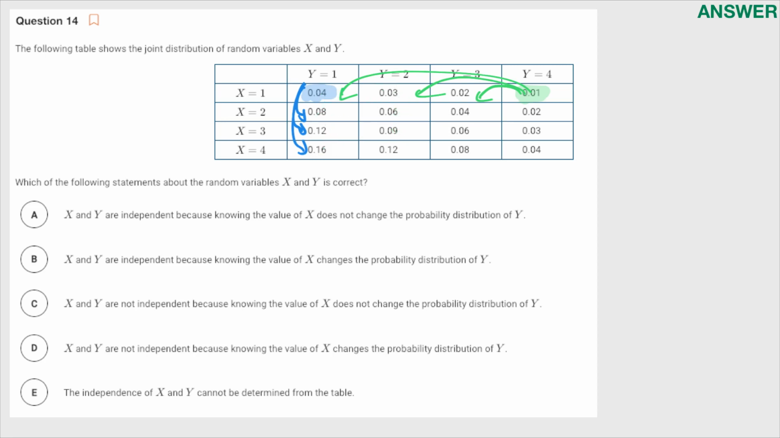There are formulas for determining independence. In other words, the probability of A and B equals the probability of A times the probability of B if and only if A and B are independent. But you don't have to use that here because of the patterns that you see. So the correct answer is A.